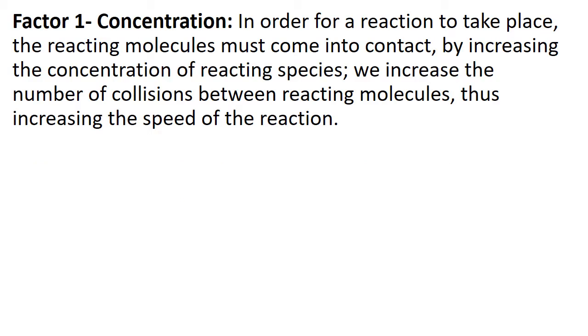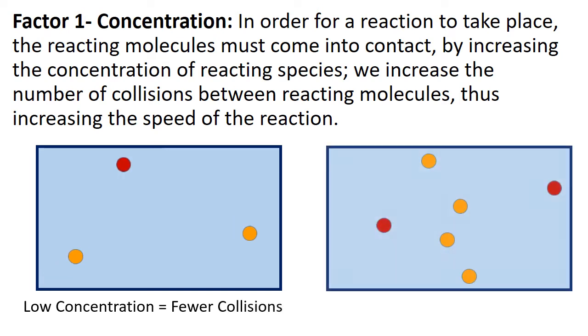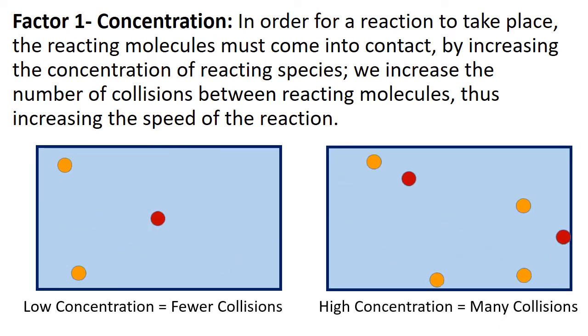Factor 1, concentration. In order for a reaction to take place, the reacting molecules must come into contact. By increasing the concentration of reacting species, we increase the number of collisions between reacting molecules, thus increasing the speed of the reaction. Which makes sense. The more molecules that we have present, the more likely they're going to bump into each other. So if we have a low concentration, there will be few collisions. But if I have a high concentration, there will be many more collisions.